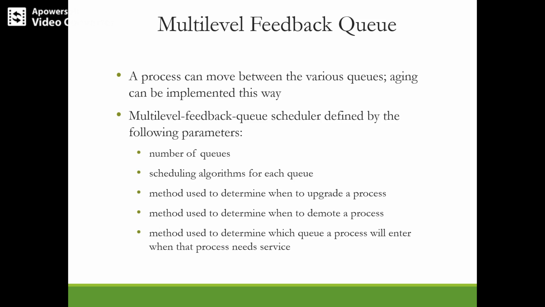Before that, let's see the parameters on which the scheduler works. It is based on the number of queues and the scheduling algorithm for each queue, the method used to determine when to upgrade a process to a higher priority queue, the method used to determine when to demote a process to a lower priority queue, and the method used to determine which queue a process will enter when that process needs service. These are the parameters on which the scheduler decides.